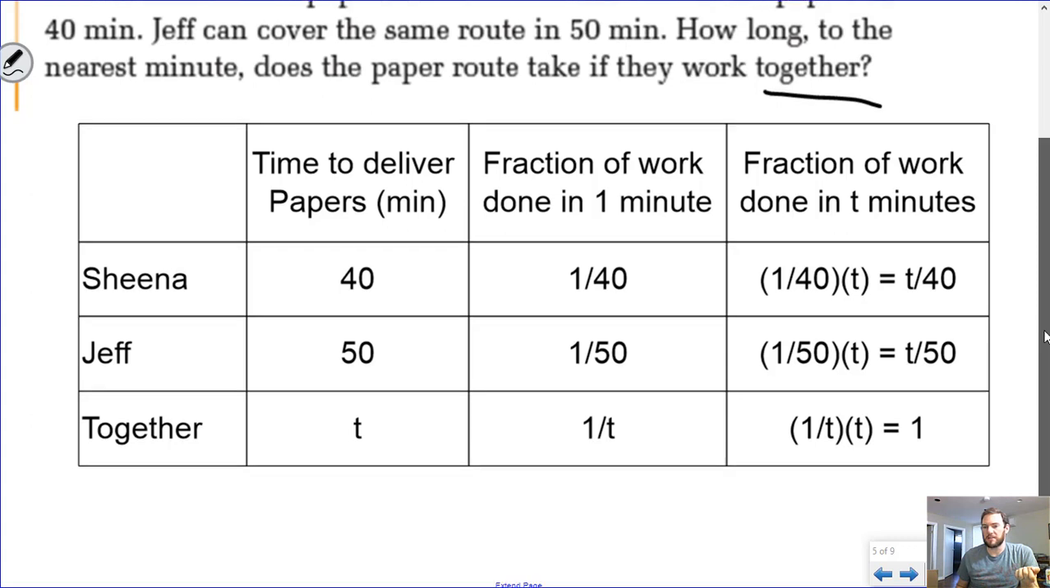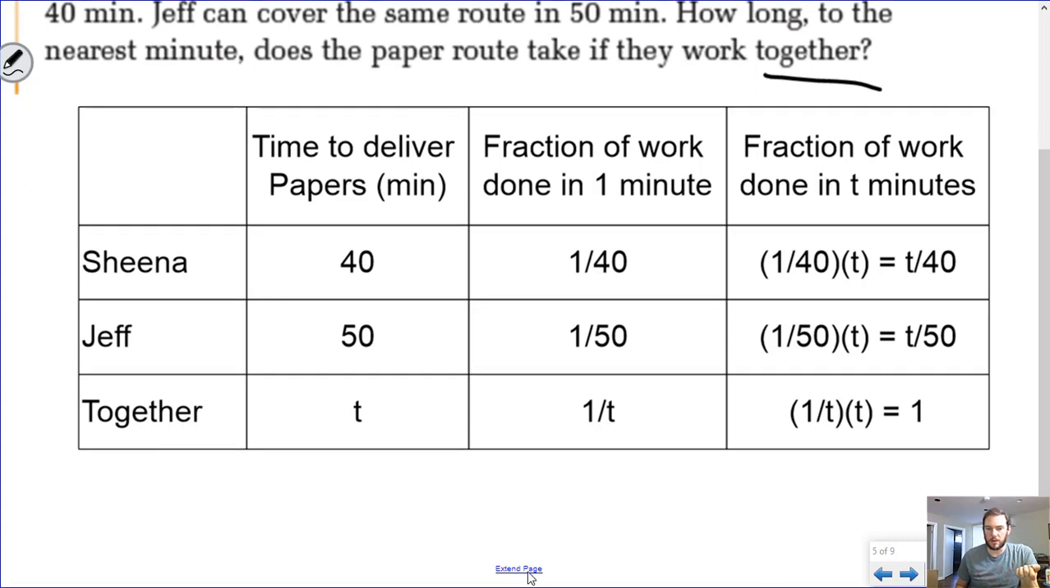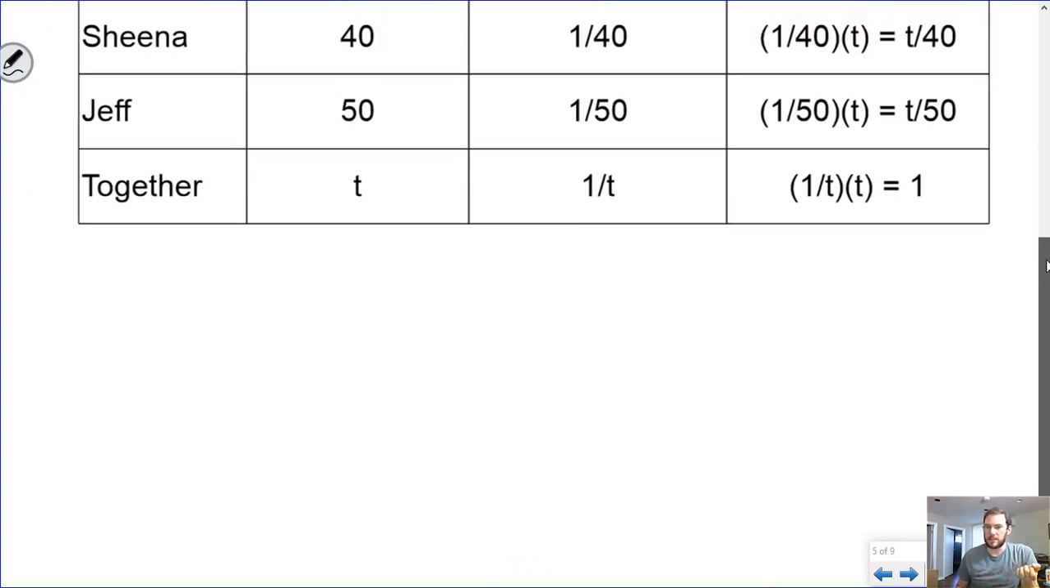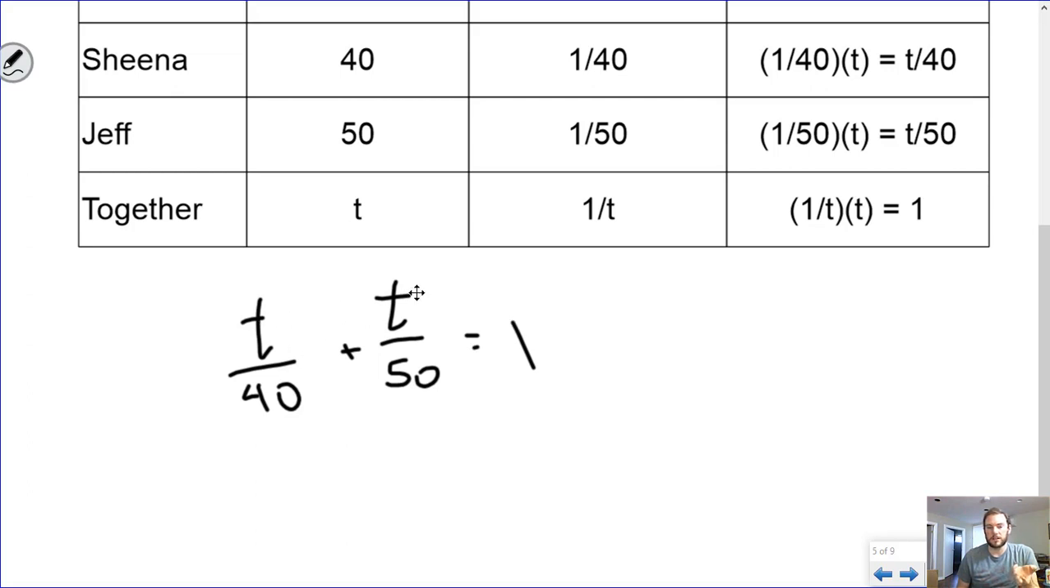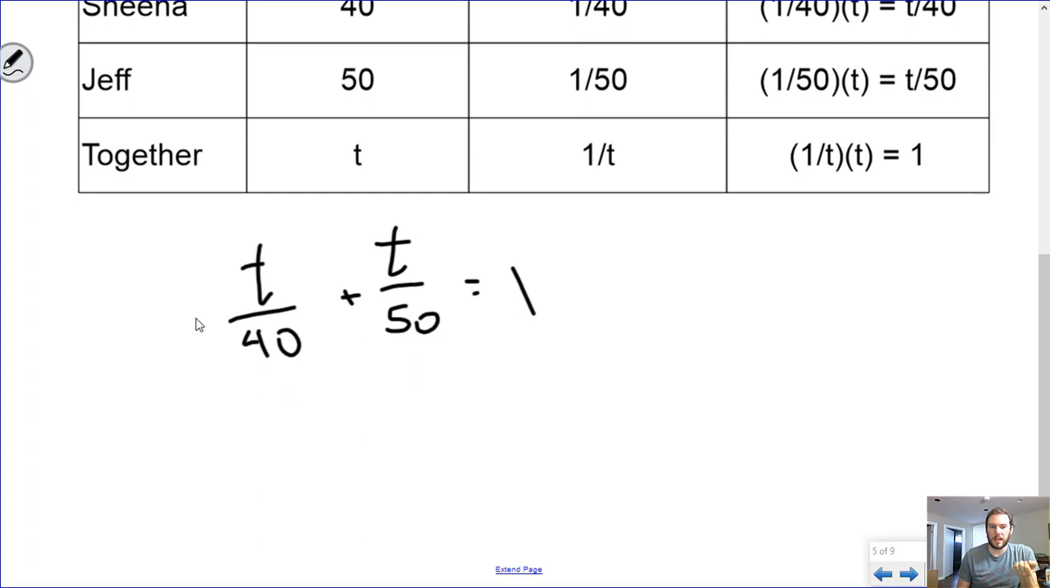Now that we have these fractions, we can make an equation and solve for t. If Sheena does this much of the route and Jeff does this much of the route, then together they should get 1 whole paper route done. At this point, all we need to do is solve for t. So again, what we might want to do here is find a common denominator.